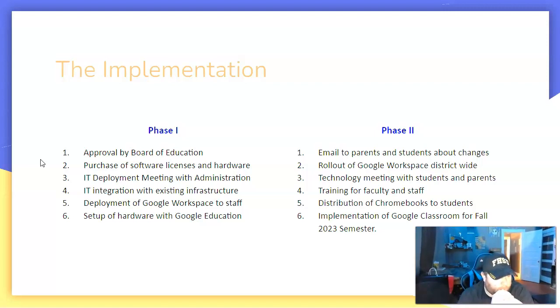Phase 2, this would be the actual go live phase. Step 1 would be an email to parents and students about the changes so that they understand what's coming. Step 2 would be rollout of Google Workspace district-wide, so that it's not just 10 through 12 space anymore. You'd have administration, support staff, classified, and even certified staff all available on that. Third would be a technology meeting with students and parents to help explain what this means to them, and allow them to have a Q&A session.